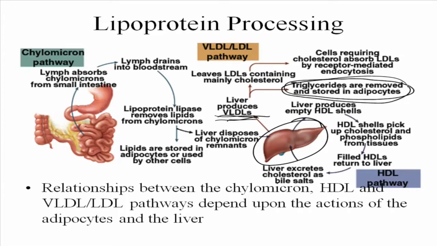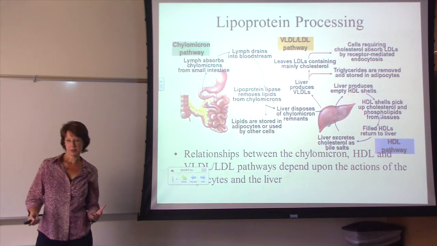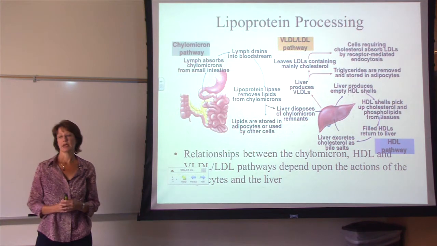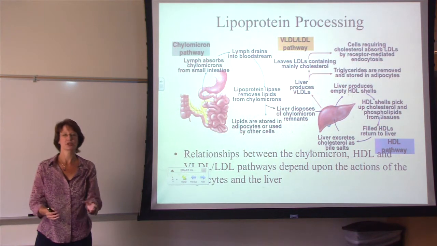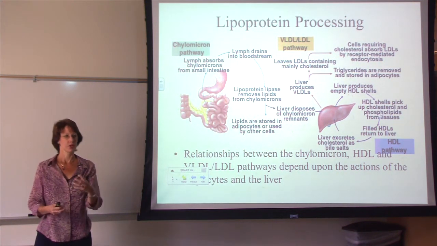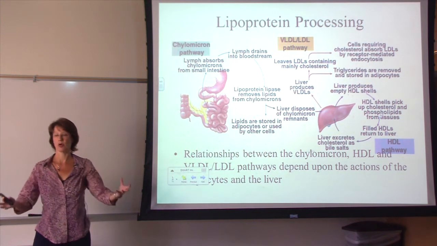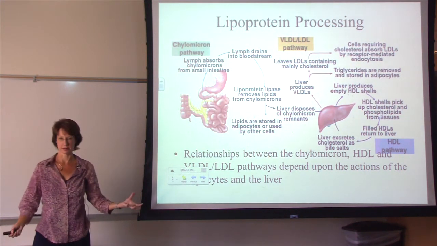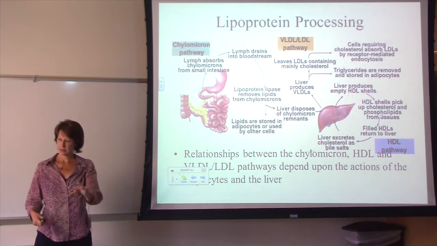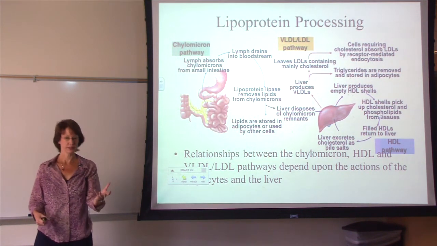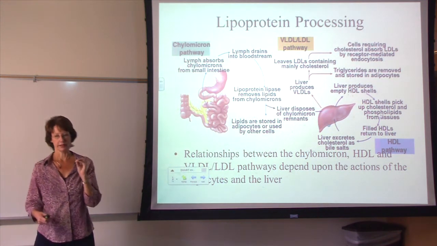So after they've dumped off their triglycerides, they're mostly cholesterol. So there's a cholesterol core with proteins around them, and now they're called LDLs, low density lipoproteins. These low density lipoproteins have a pretty bad rap because the higher the cholesterol level in your blood, that cholesterol is in the form of LDLs. So an LDL is cholesterol going through your blood trying to be delivered to cells.